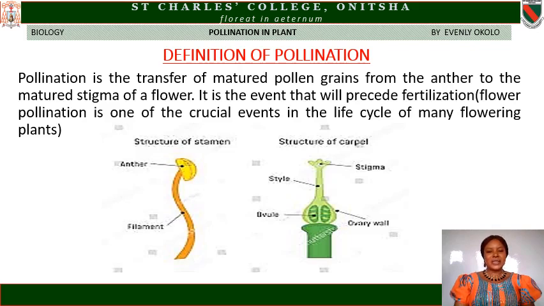Let's look at these structures here. The one on the left-hand side is the structure of the stamen. That is the male part of the flower. You see the filament there holding the anther. It is inside the anther that you see the pollen grains necessary for pollination. Then the one on the right-hand side is the structure of the carpel. Do you see the style there holding the stigma, which leads to the ovary, for pollination?